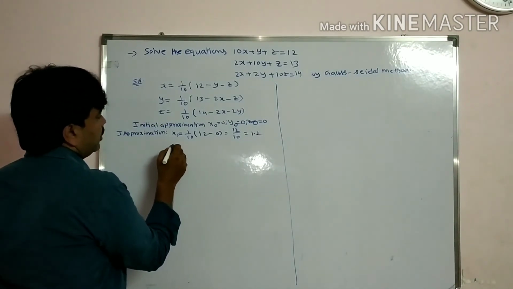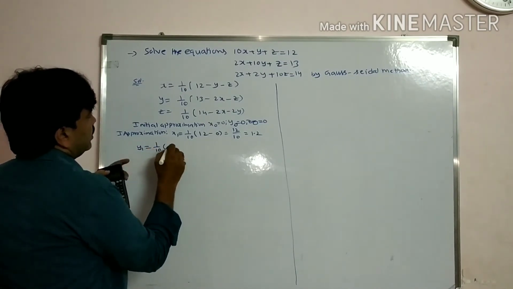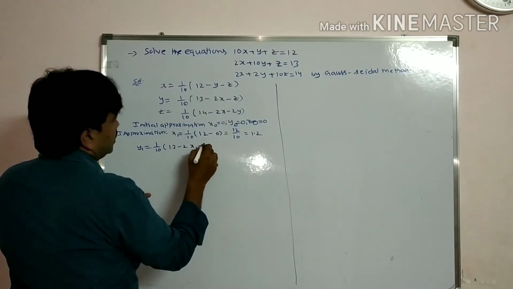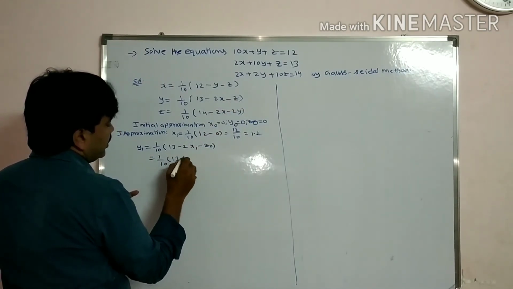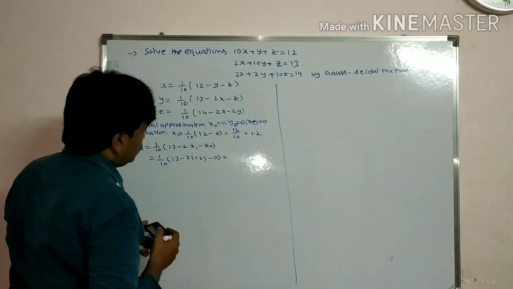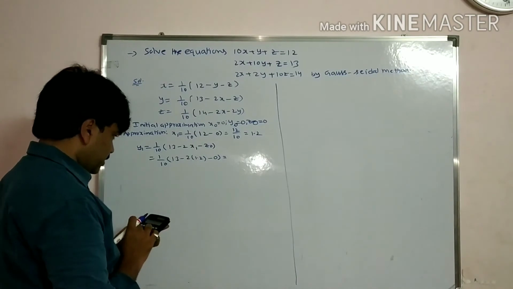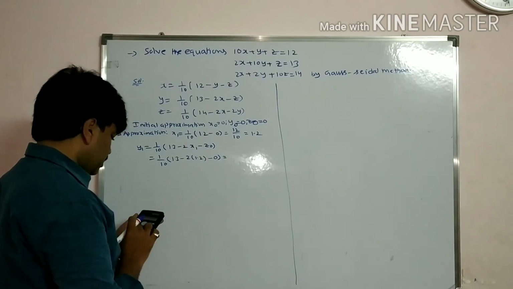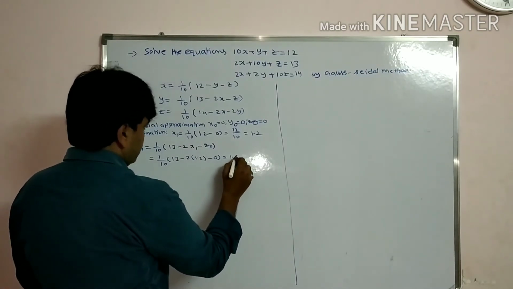Now y1, students. y1 is equal to 1 by 10, 13 minus 2 into x1 minus z0. So that is equal to 1 by 10, 13 minus 2 into x1 value 1.2, z0 value is 0. You first calculate the bracket value students and then divide by 10. So bracket 13 minus 2 into 1.2 bracket close divided by 10. So we get here 1.060.